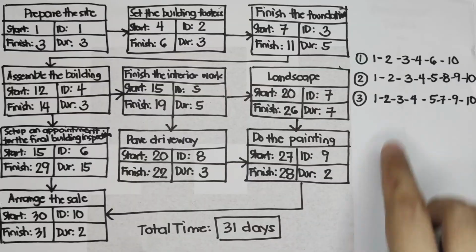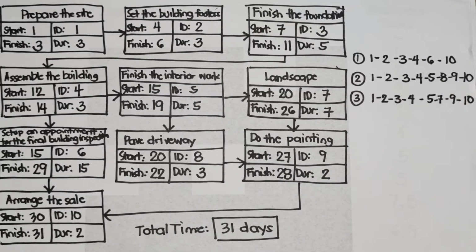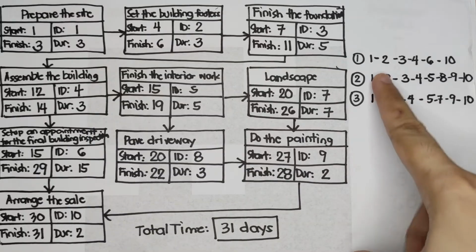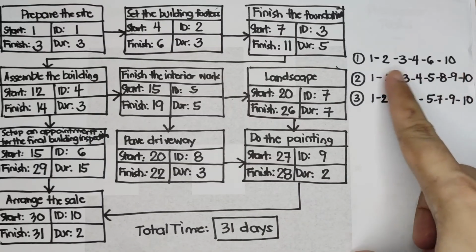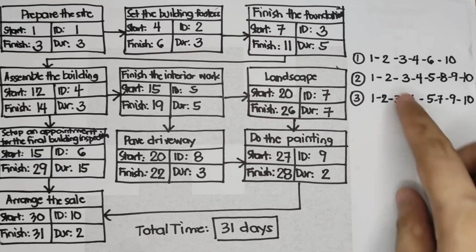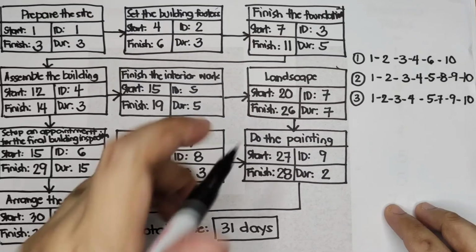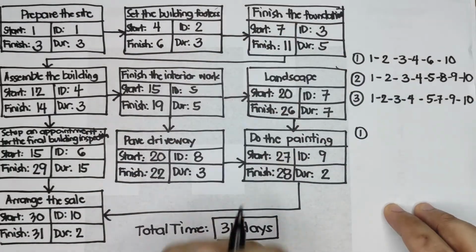Okay, what are we going to do with these paths that we have written in here? What we're going to do here is we have to get the duration and then add it all up. And then the largest of them is the critical path. Okay, let's start with path number 1.